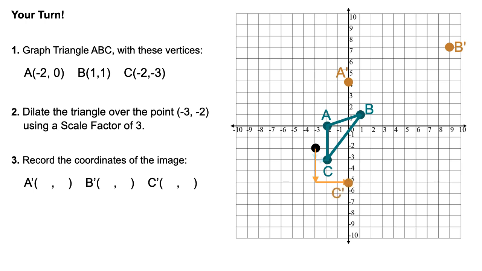I connect my vertices of my image. I observe that each side of the image is 3 times the length of the corresponding side of the pre-image, and I write my coordinates as A prime 0, 4, B prime is 9, 7, and C prime is 0, -5.